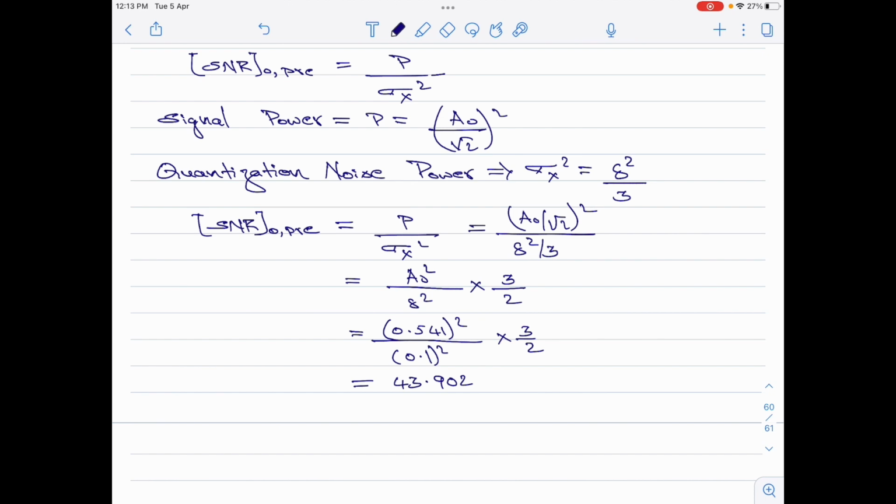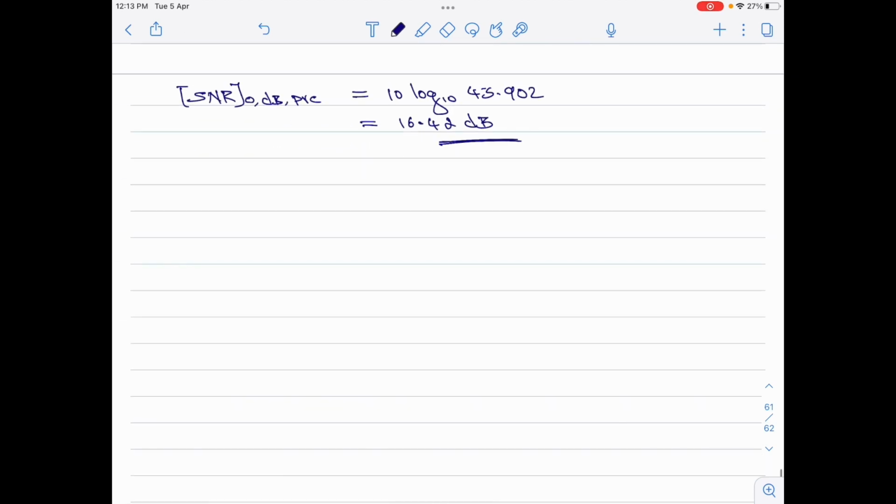So expressing the same in terms of dB, we get SNR output in dB for the pre-filtered condition is equal to 10 log 10 of 43.902. This is equal to 16.42 dB. This is the answer for the output signal to noise ratio in terms of dB under the pre-filtered condition. Let us now move on to the post-filtered condition.